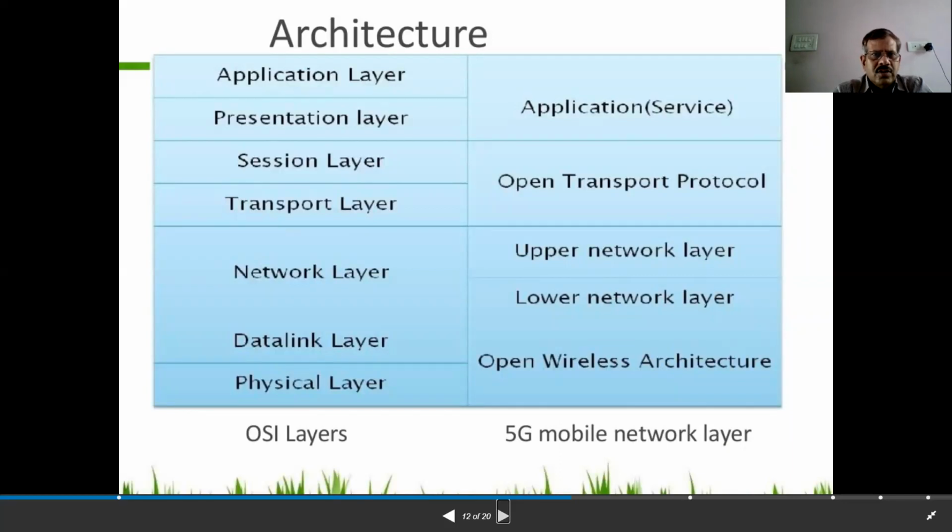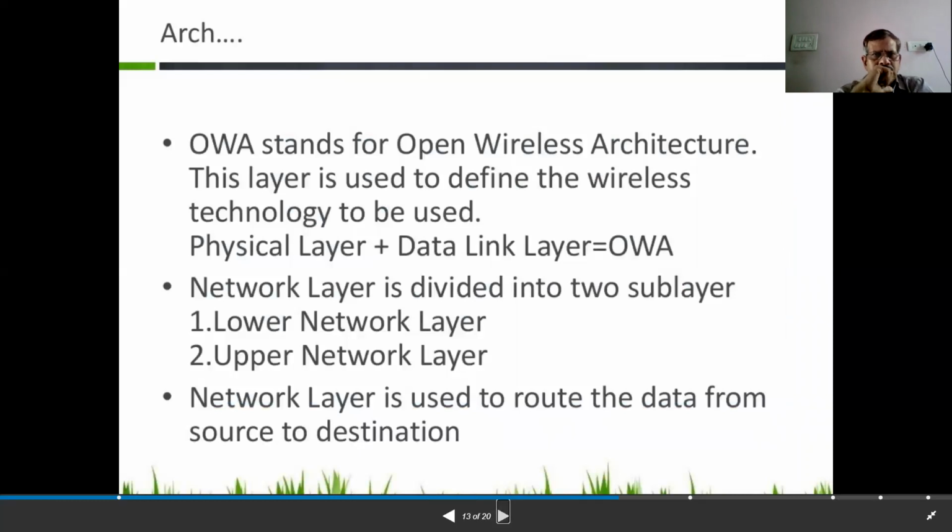Architecture of 5G technology: application layer, presentation layer, session layer, transport layer, network layer, data link layer, physical layer in the OSI layers, and the 5G mobile network layers. OWA stands for Open Wireless Architecture. This layer is used to define the wireless technology to be used. Physical layer plus data link layer equals OWA.